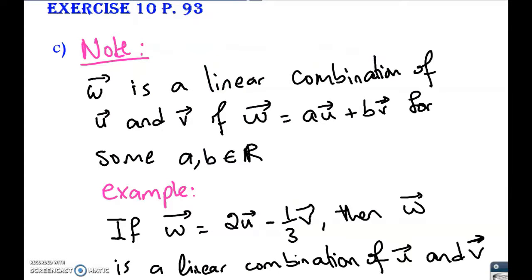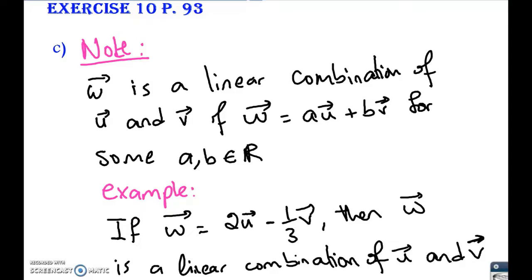Part C. Find each of the vectors MN and QP as a linear combination of AB and BC. Then deduce the nature of MNPQ. First, I want to define what linear combination means. I've written this note. We say that a vector W is a linear combination of the two vectors U and V if W can be written as A times U plus B times V for some real numbers A and B.